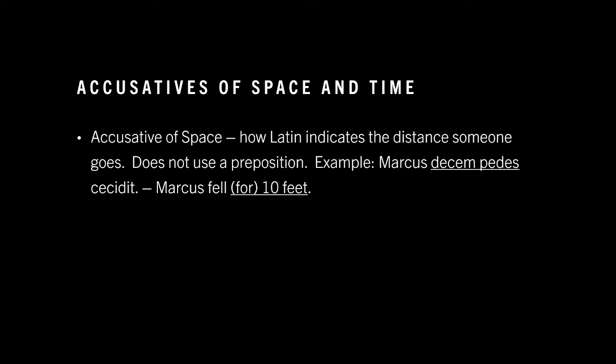So, you might see mille passus, 1,000 steps, 1 mile. You might see tria milia passuum, 3 miles, because milia is always neuter. So tria milia passuum. So that would be 3 miles. All right. But yeah, just make sure you say "for" when you do encounter it as an accusative.